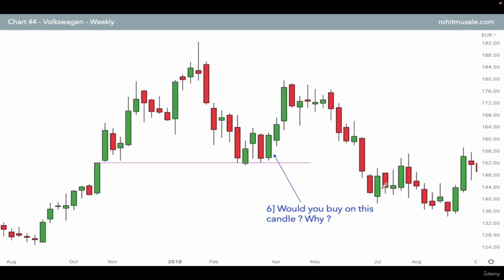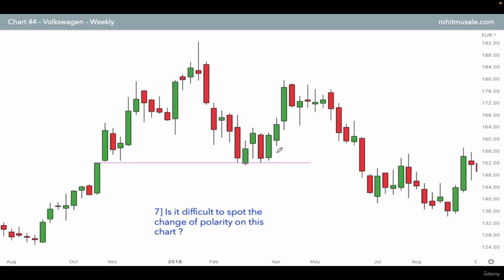Number 6, would you buy on this candle and why? If you look at these two candles, that is completing a variation of a piercing pattern. That's not quite a bullish engulfing pattern. It's completing a variation of a piercing pattern, and it is confirming the support of that rising window. So a variation of a piercing pattern confirming the support created by the rising window, that's enough for us to have a trade setup. That is why I would buy on that candle.